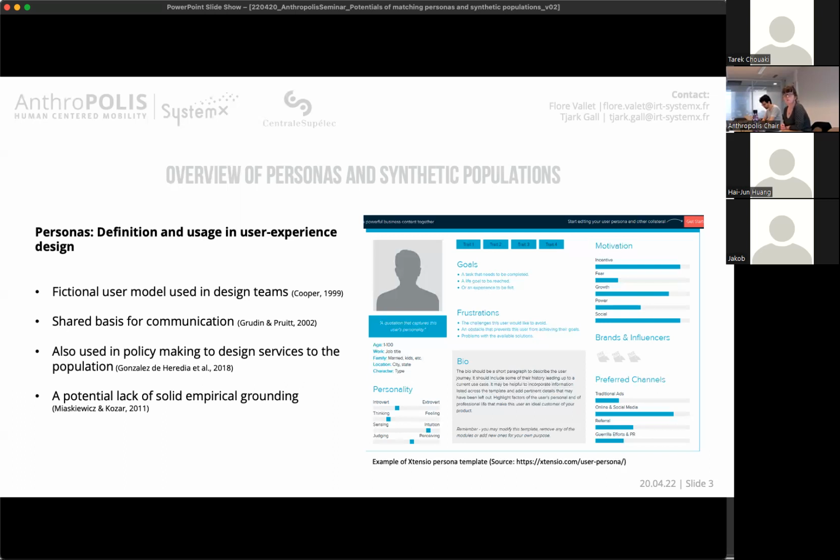Most of the time they are very qualitatively shaped, and that is something pointed out in the literature: sometimes they lack a solid empirical grounding. So we don't really have a rational or a very quantitative way of building them.